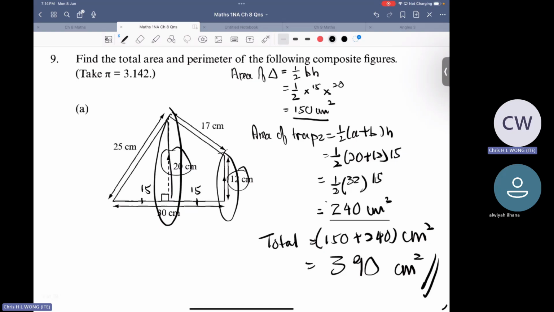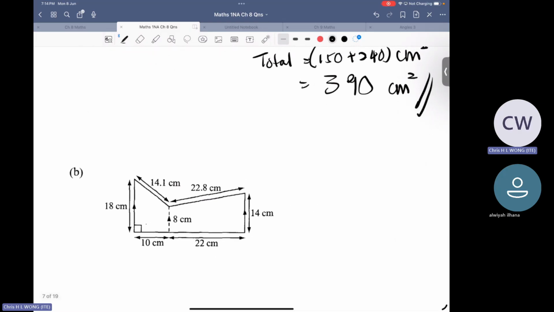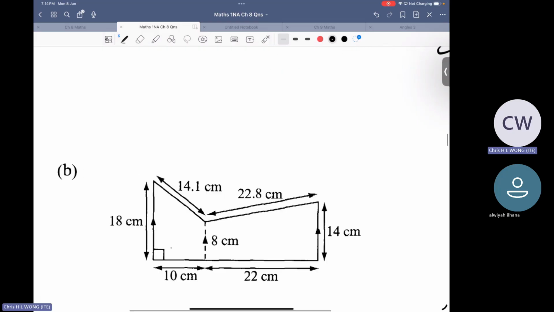You're copying? Done already, is it? Okay, move on. This one same. Can I just leave this to you? Okay, you do on your own. You tell me what do you see. What do you see?